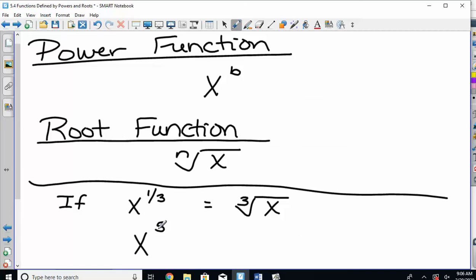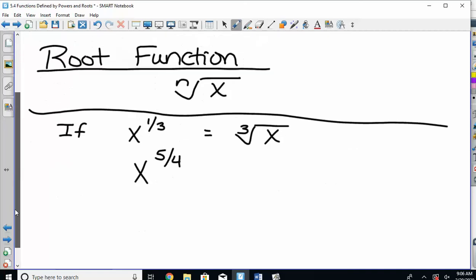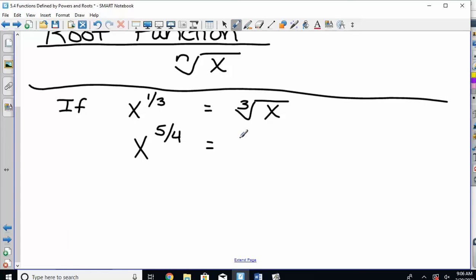So if I said like x to the 5/4, how would you write that as a radical? The 4th root of x to the 5th. You can actually put the 5th under the radical or outside the radical. Most of the time I'll probably put it outside, just because if you have numbers that you're dealing with, I like to get a smaller number before I take it to a big power, but it really does not matter.